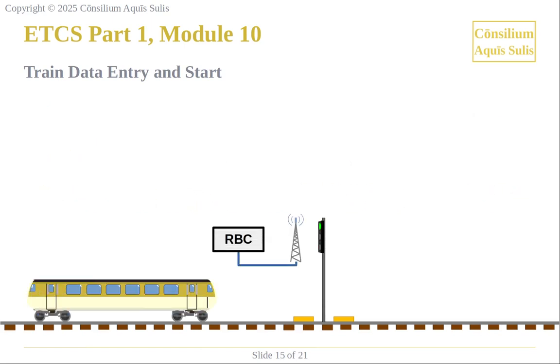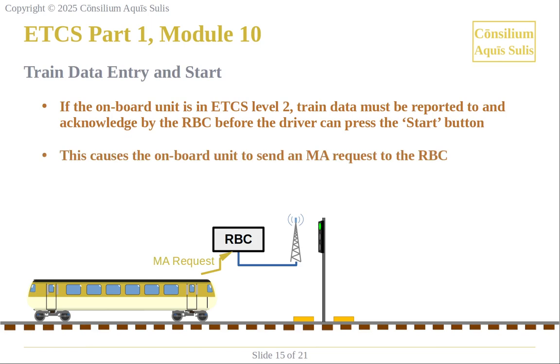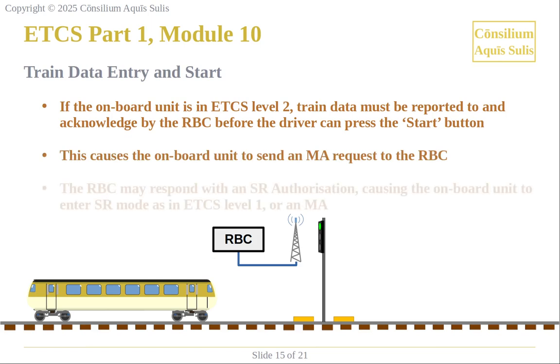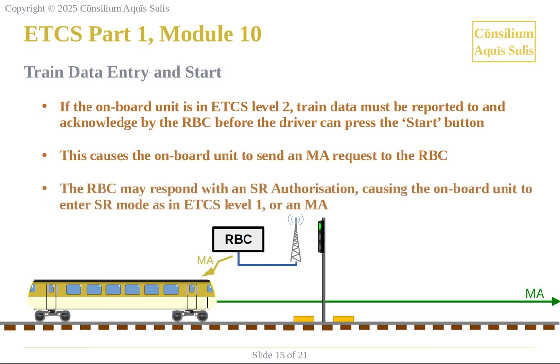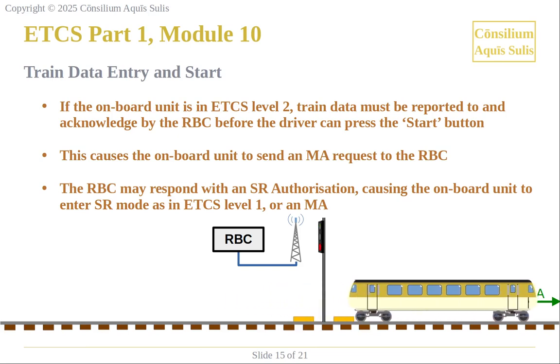If the onboard unit is in ETCS Level 2, train data must be reported to and acknowledged by the RBC before the driver can press the start button. This causes the onboard unit to send an MA request to the RBC. The RBC may respond with a staff responsible authorization, causing the onboard unit to enter staff responsible mode as in ETCS Level 1, or an MA.